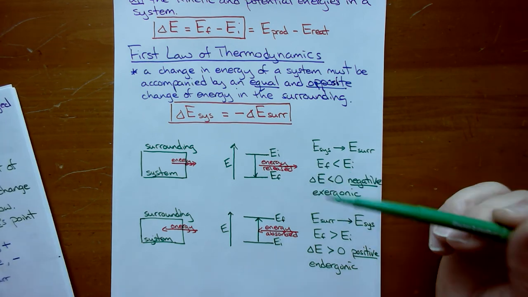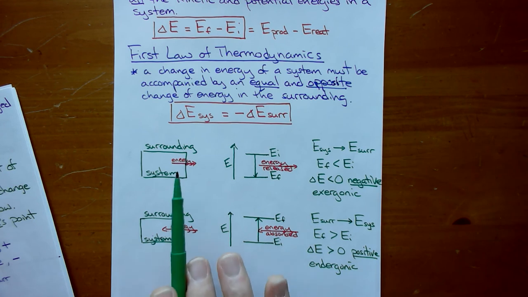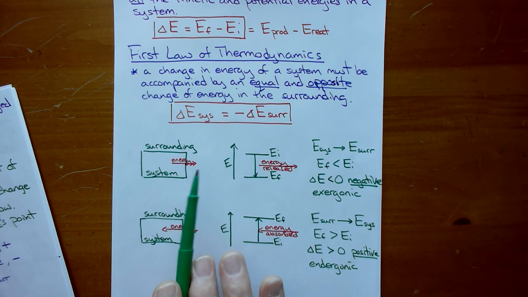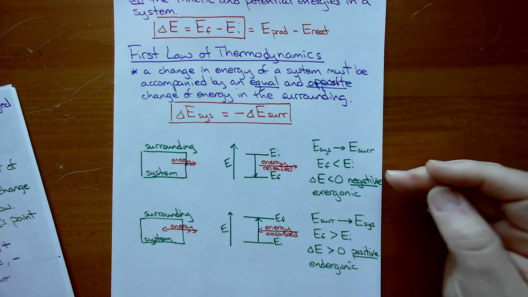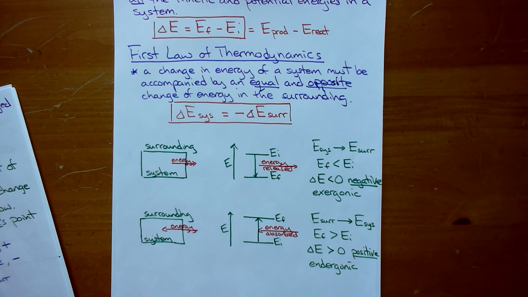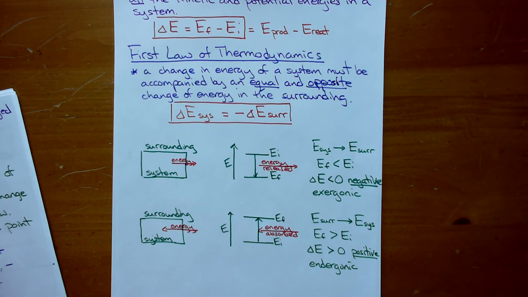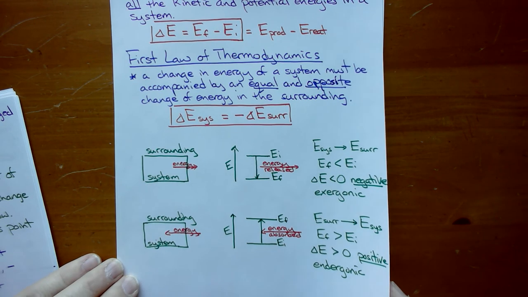Okay, so that's the first law of thermodynamics, in that we have energy going into the system or out of the system, but whatever change in energy of the system has to be equal and opposite to the change of energy of the surroundings. And then there's values over here that we can see, positive and negative values. So let's go back to this idea of transfer of energy.